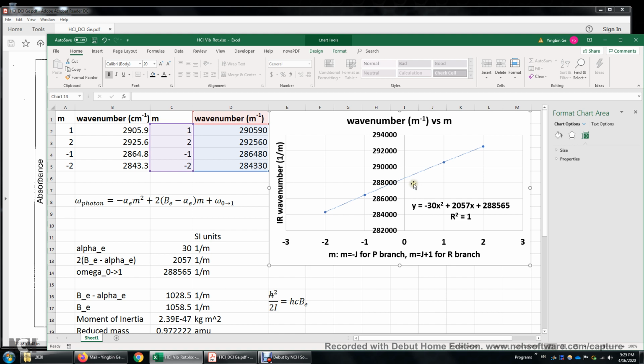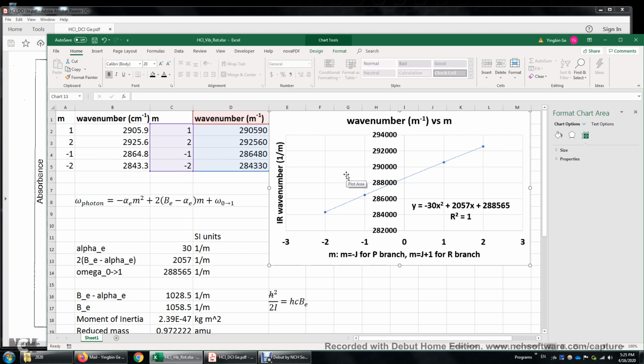This corresponds to pure vibrational transition. There's no rotational excitation or de-excitation, therefore this is forbidden. We cannot observe this wave number. The selection rule for the vibrational transition is Δn equals plus minus 1. It must change by 1.